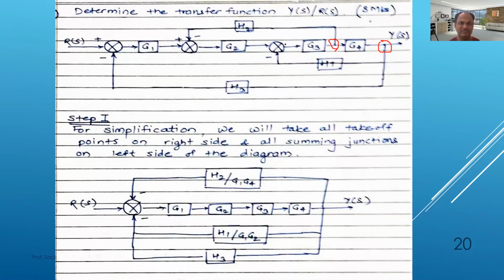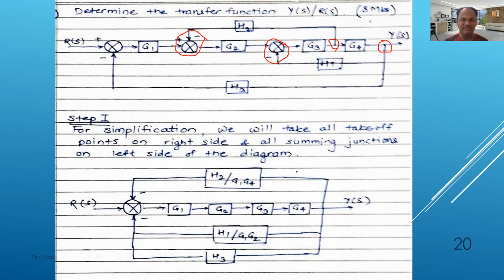And all summing junctions, there are 2 summing junctions. This one is one summing junction, and this other one is another summing junction. If we shift all the summing junctions to the left side and all takeoff points to the right side, then what will happen? We'll see. It's very simple, very easy to remember. When you are shifting a summing junction to the left side, you have to divide by the functions which are coming in between. When you shift this takeoff point to this side, you have to divide it by the function which is coming in between.